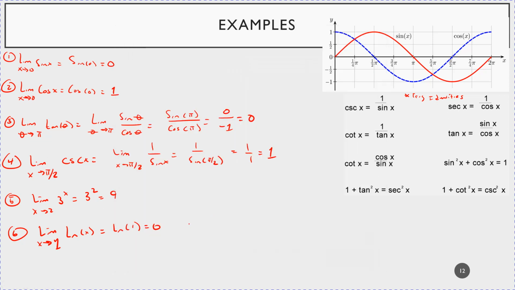And then let's just try this last one here. Let's look at the limit as x goes to e of the natural log of x. Well, that's just the natural log of e. And we should remember from pre-calculus that that's just very easily 1.